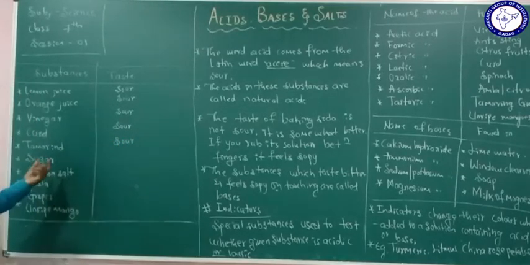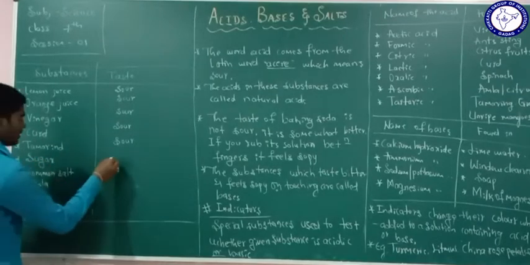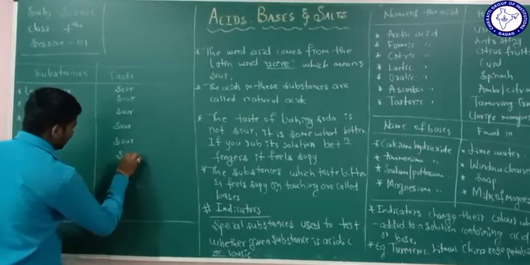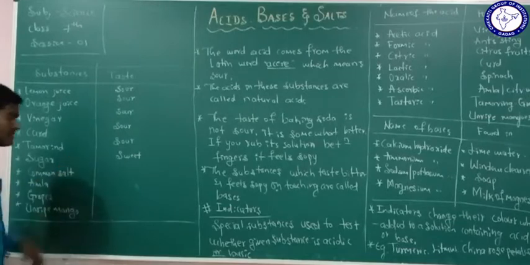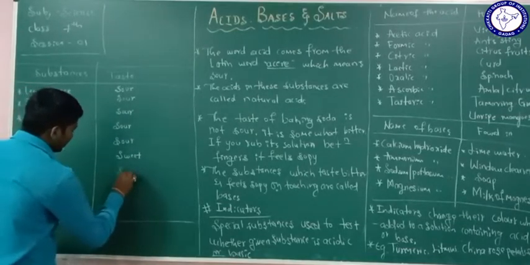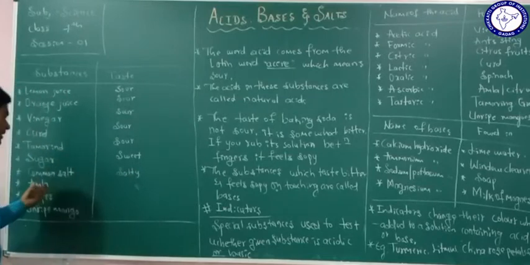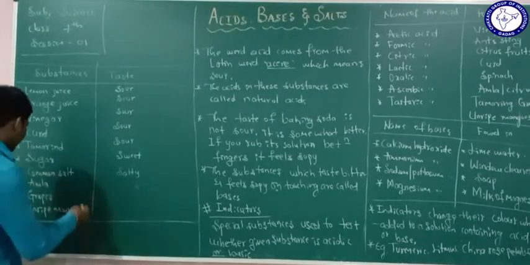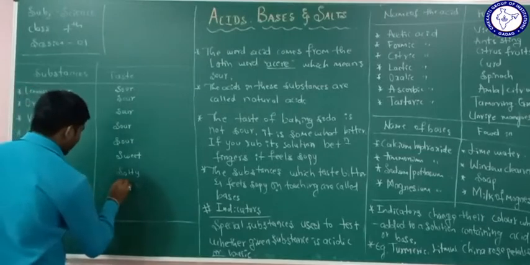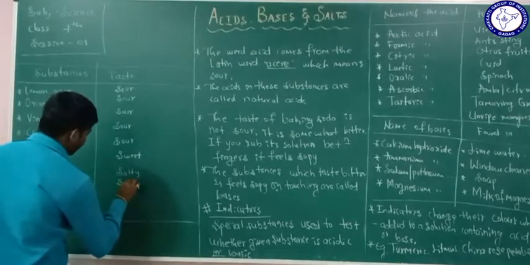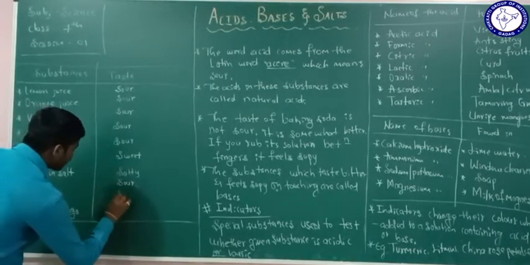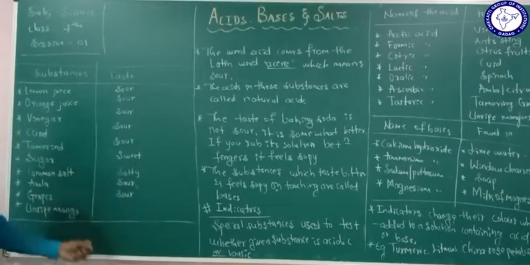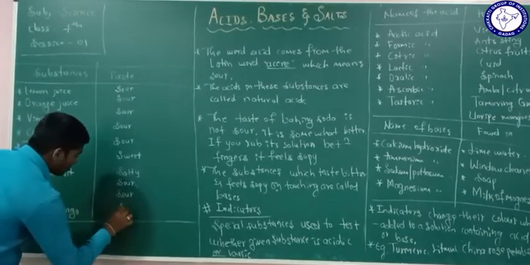Next, what is the taste of the sugar here? The taste of the sugar is sweet, isn't it? Next, what is the taste of the common salt? The taste of the common salt is salty. What is the taste of the amla? The taste of the amla is also sour. Next, what is the taste of the grapes? That is also sour, isn't it? And what is the taste of the unripe mango? The taste of the unripe mango is also sour.